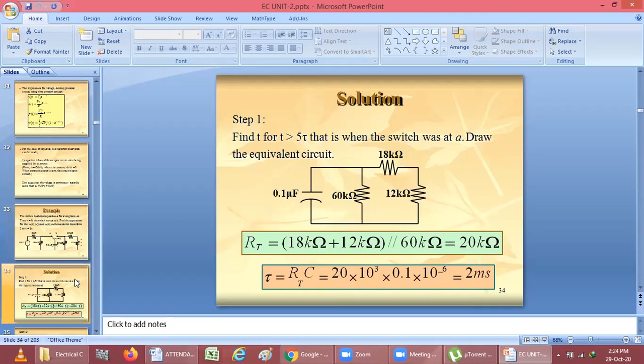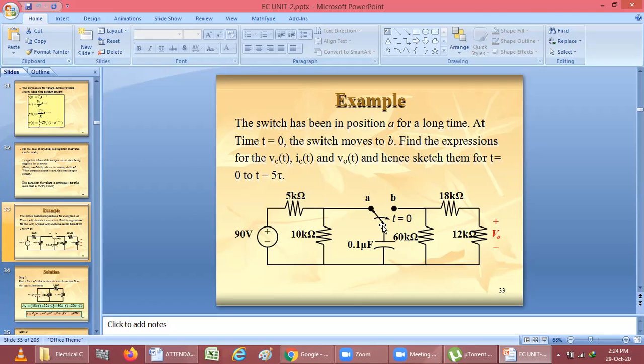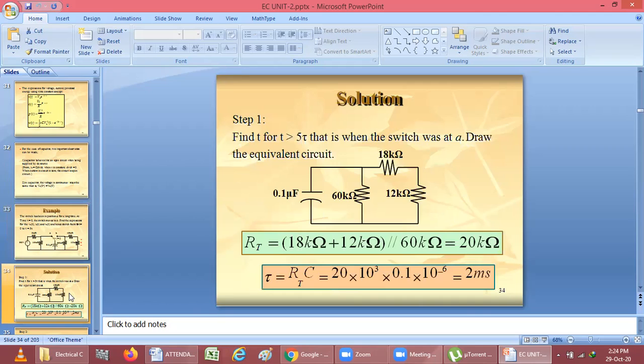Firstly, we have to find the value of tau. Tau is nothing but RC. R we can derive because when your switch is at position A, you will get only this circuit. To derive the value of voltage and current flowing through this last resistance, which is at the output, we can take only this circuit into consideration. So if the switch is at position A, our equivalent circuit will become this.